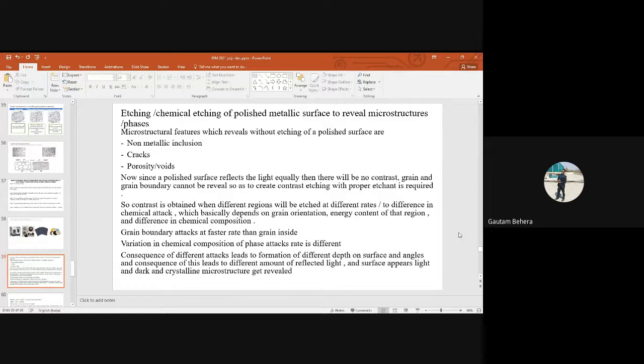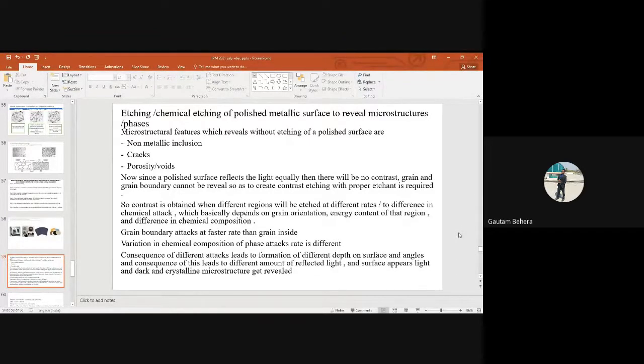So what exactly happened? Suppose you consider a pure metal, say pure polycrystalline copper. That means it has a single phase, with no different phases. No different phases means no difference in chemical composition. Only copper is present in each grain and in each grain boundary.